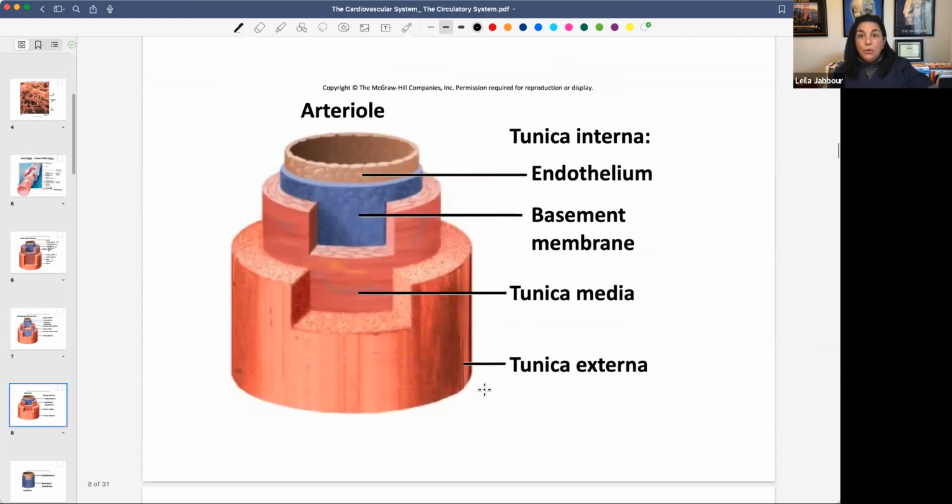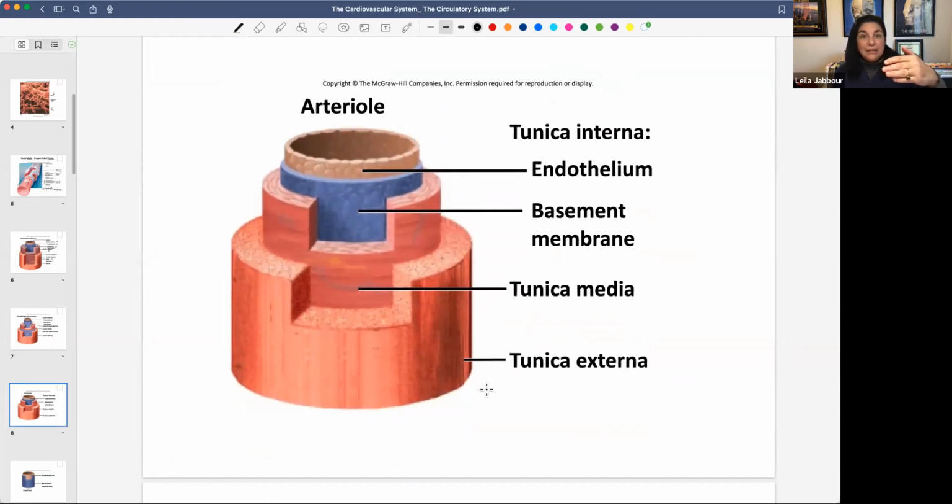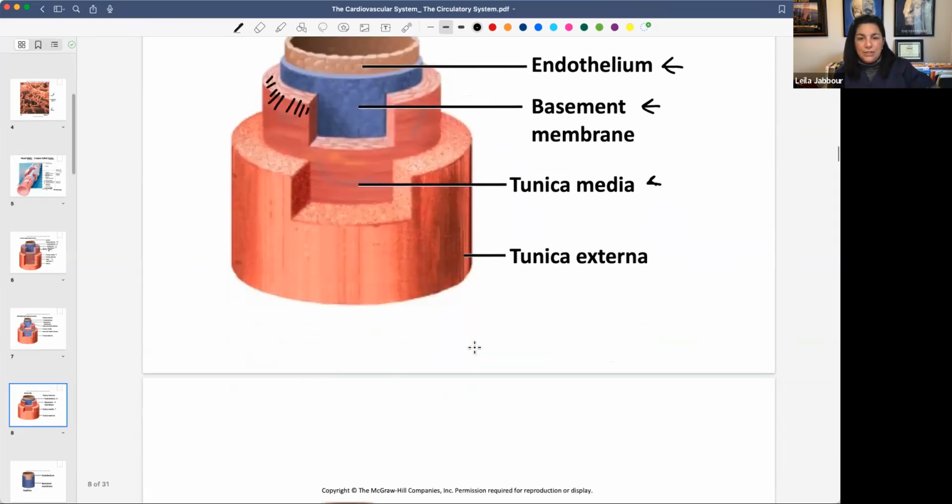Okay, now we're getting into smaller vessels, right? Large arteries, medium arteries, and now we're into arterioles. Arterioles have a tunica interna, of course: endothelium, basement membrane, and a smooth muscle layer that is not as thick as previously, right? In tunica media, we still have that smooth muscle layer around, and tunica externa. So much more straightforward layering in an arteriole.